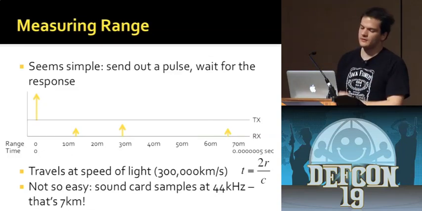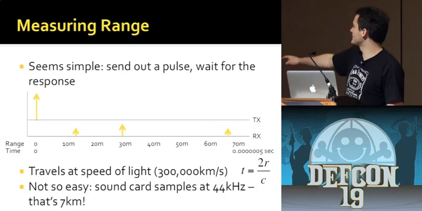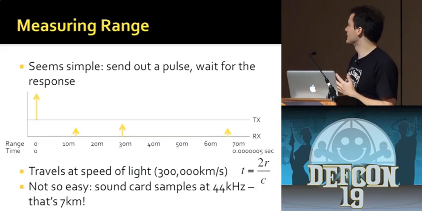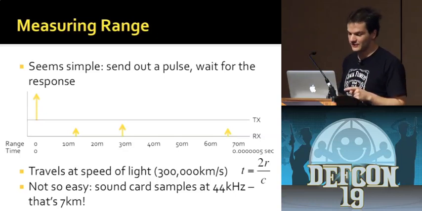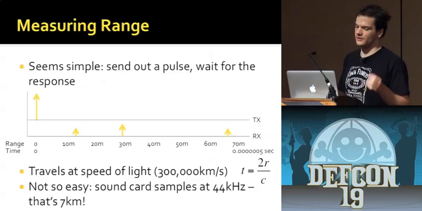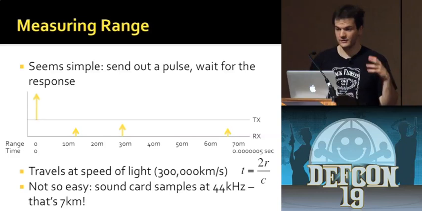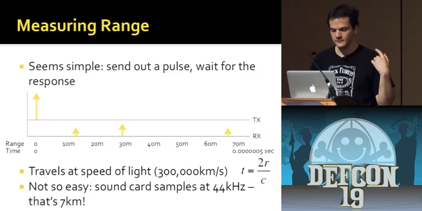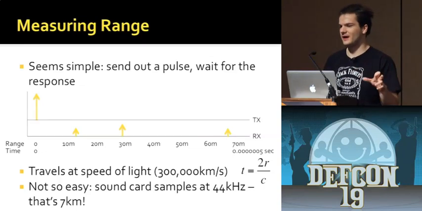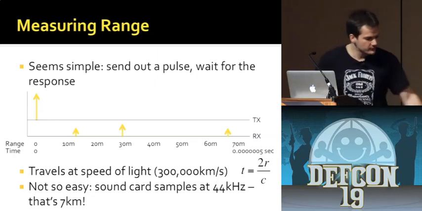And the reason that this is hard is because the waves travel really fast. They travel at the speed of light. So we have this equation. The time it takes to get back is 2 times the distance, because it has to go there and come back, divided by the speed of light. Which means that at 70 meters, we're talking about, I guess, 500 nanoseconds of time, which is pretty hard to measure if you want to do it easily. If you're using a sound card, for instance, which is what the original version of this thing actually used to sample, that 44 kilohertz sample rate corresponds to a 7-kilometer distance in space, in range. So that's probably not going to work for most systems.